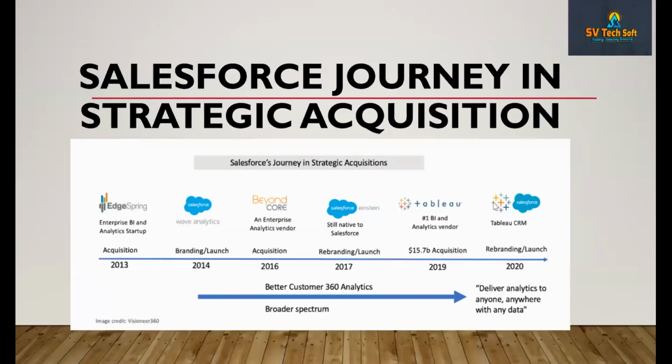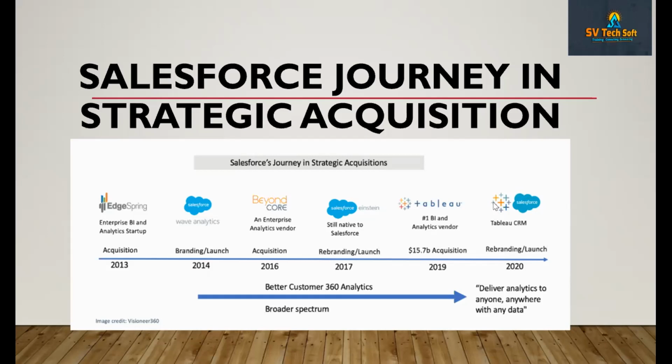Basically, this is the Salesforce journey in strategic acquisition, how it was acquired. This is the whole history. Right from 2013, they were trying to acquire an enterprise BI analytics startup. From 2014, when Salesforce Tableau CRM, earlier known as Einstein Analytics, was first launched, it was known as Salesforce Wave Analytics. That's the name we have known right from the very beginning when it was launched.